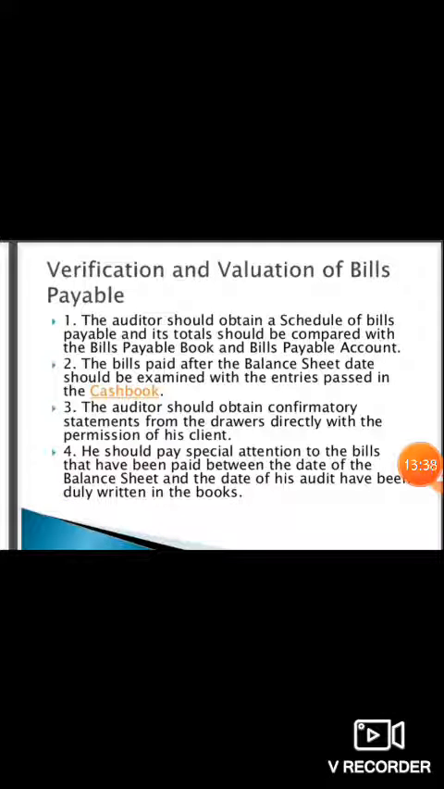Next is verification and valuation of bills payable. So this is also one of the important things in a company's balance sheet. The first thing the auditor has to do is obtain a schedule of bills payable, and its total should be compared with the bills payable book and bills payable account. So first of all, you should take the schedule: how many bills of exchange the company has, how many they have paid, and how many they still have to pay. These things will be in the schedule.